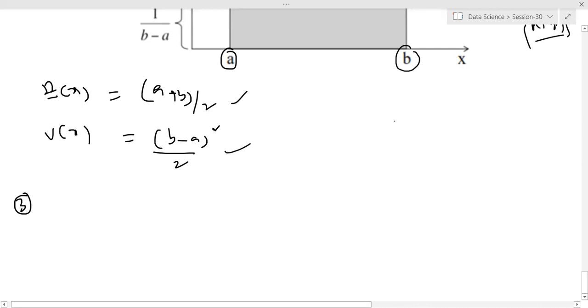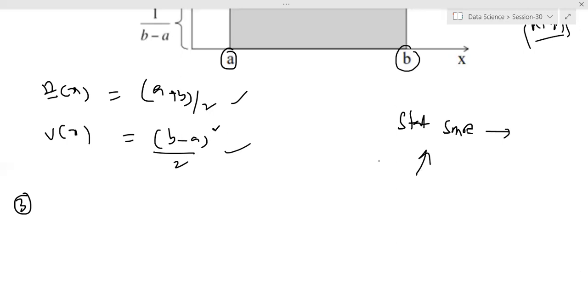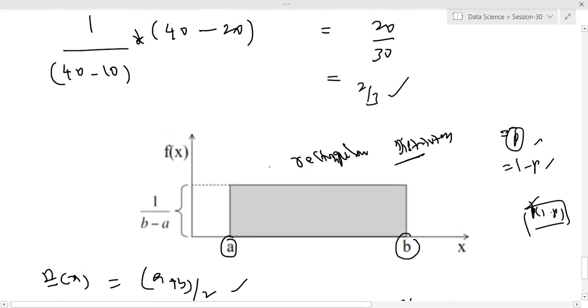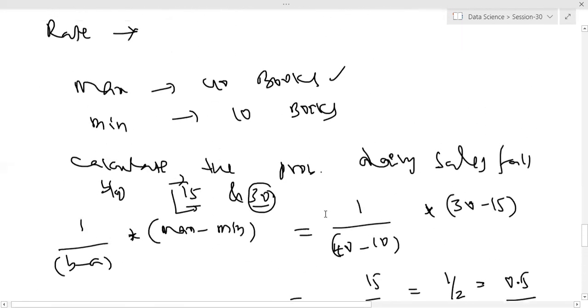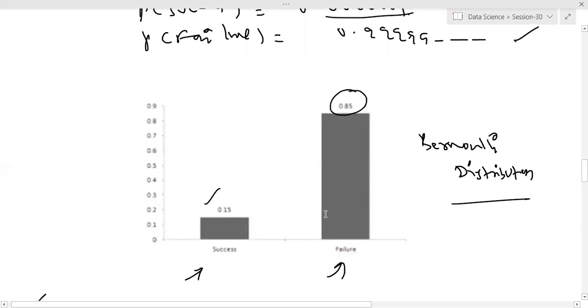Only the thing is, see, in your team, stat experts would be there, but you should not become a layman while discussing these points. Suddenly, if he says your case study is following uniform distribution, then you should connect the dots. You have seen 1 by B minus A kind of thing, or this rectangular kind of shape in your graph, or just by seeing this kind of graphical representation between failure and success.